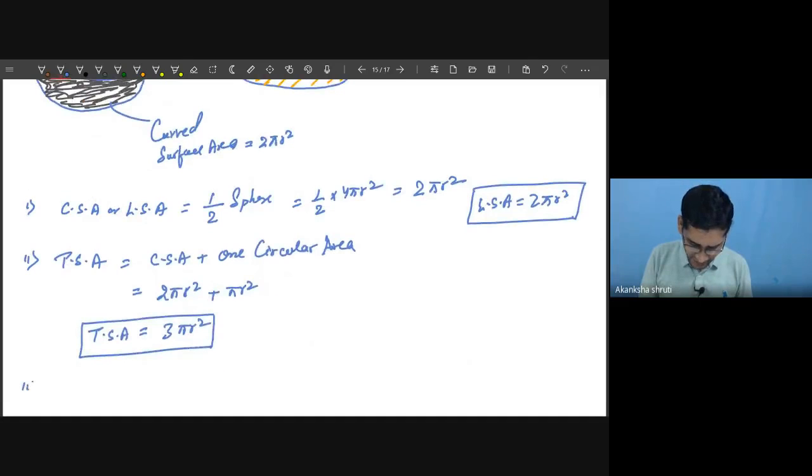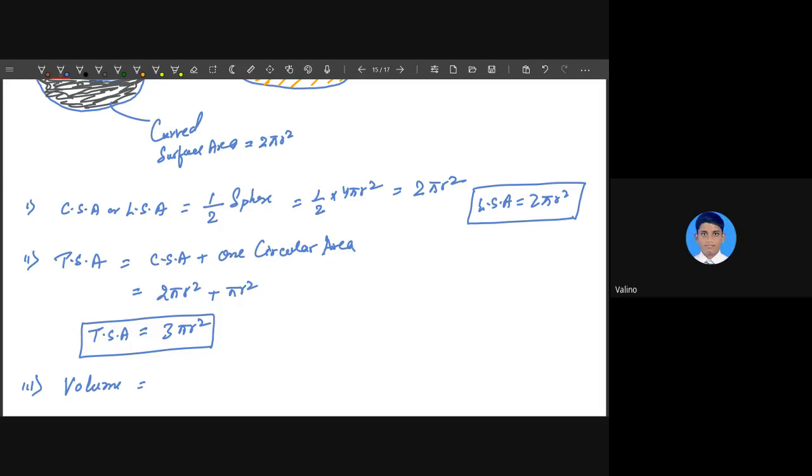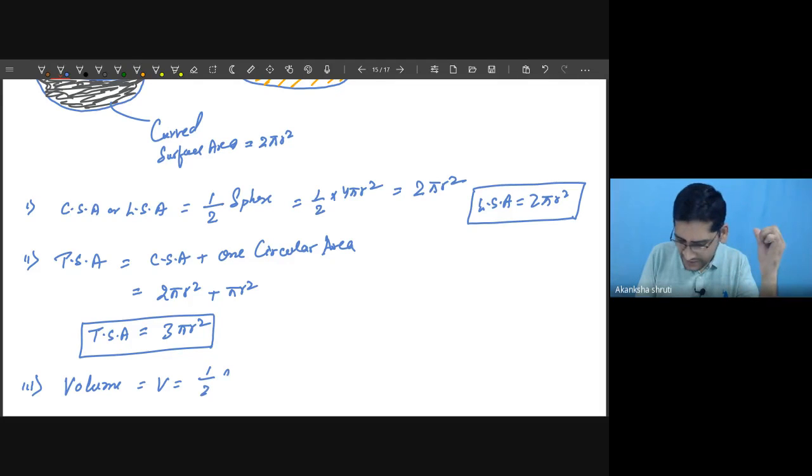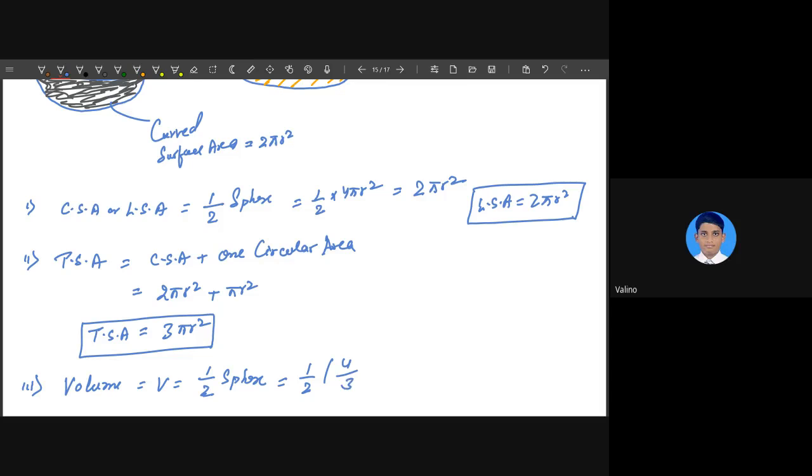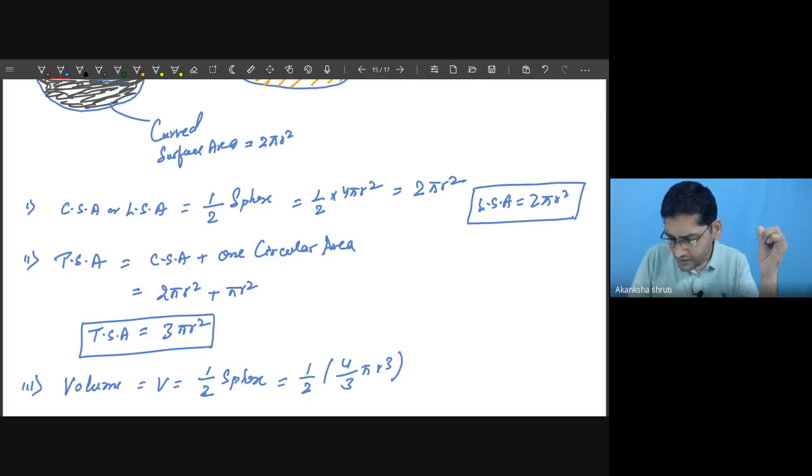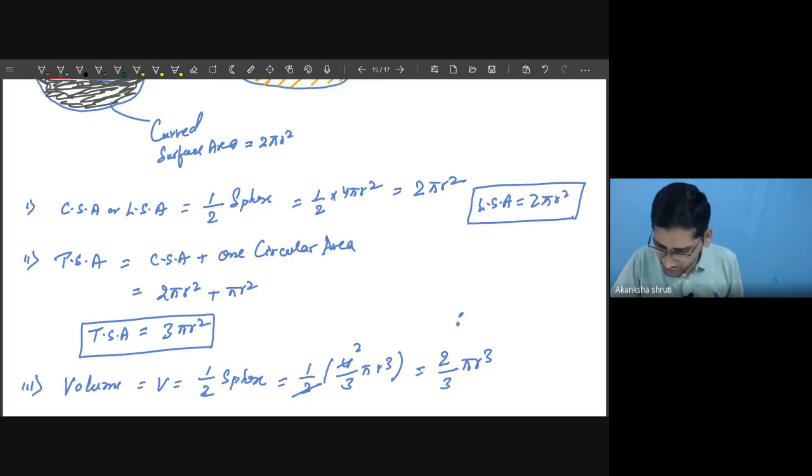Another one is the volume. How is the volume? Volume is half of the sphere volume. So 1 by 2, and for a sphere it is 4 by 3 pi r cube. So these two and these two get cancelled. What is left is 2 by 3 pi r cube. Therefore, the volume of the hemisphere is obtained from the formula 2/3 of pi r cube.